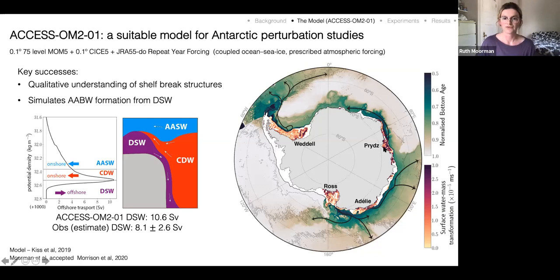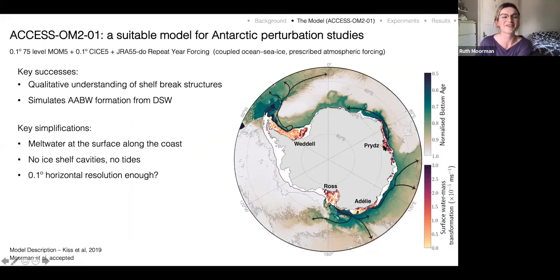So next, of course, whilst this model does definitely have a few successes, it's obviously not a perfect model. No model is a perfect model. And some of the key simplifications that are very important to our study and the results that we show are that the way that meltwater is input into the model is quite unrealistic. It's input at the surface of the ocean instead of at depth in an ice shelf cavity, and there aren't ice shelf cavity structures in this model, just a flat southern boundary.